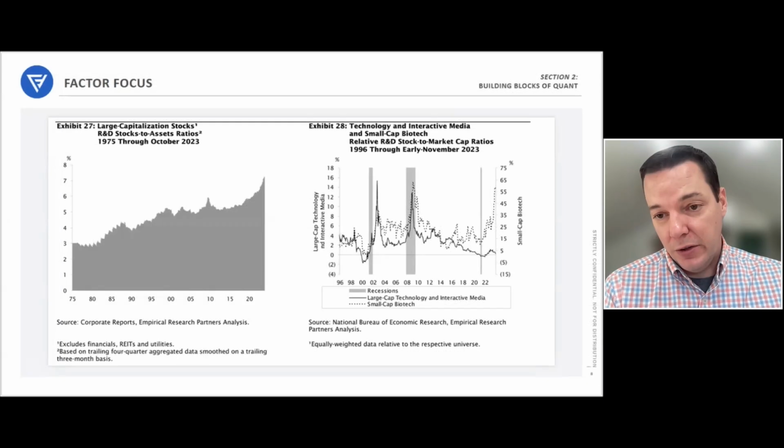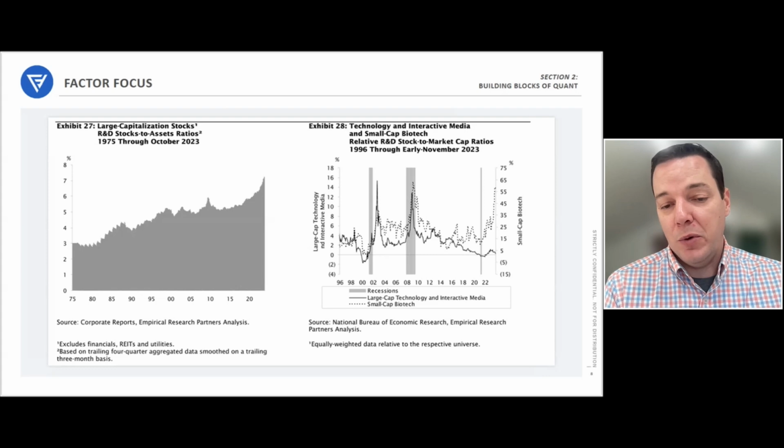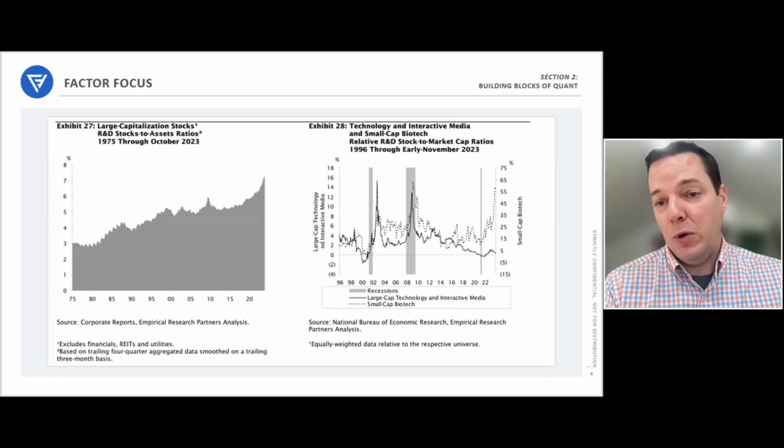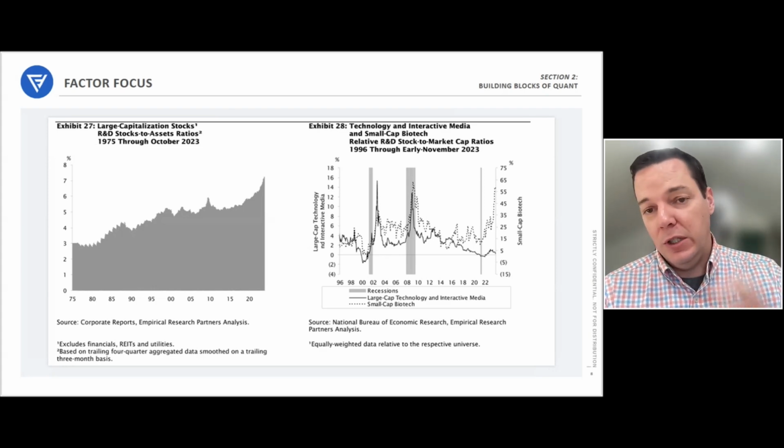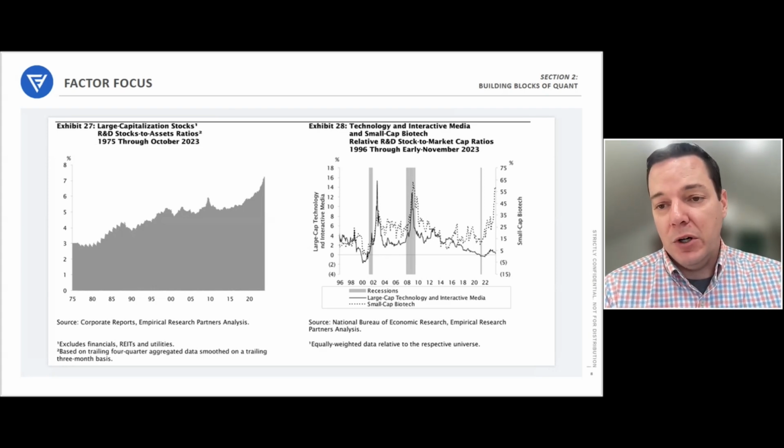So this particular chart was one that was in one of our portfolio strategy pieces last year. You can see that small cap biotech is ultimately offering really expensive relative R&D stock to market cap ratios. Sorry, this is a yield, so it's actually a really cheap R&D stock to market cap yield compared to what we were seeing with tech and interactive media at that point in time.